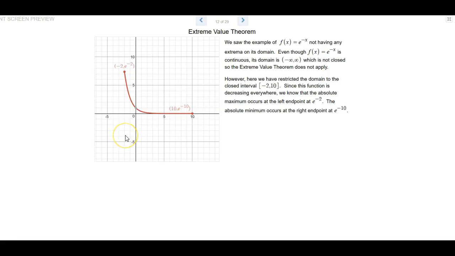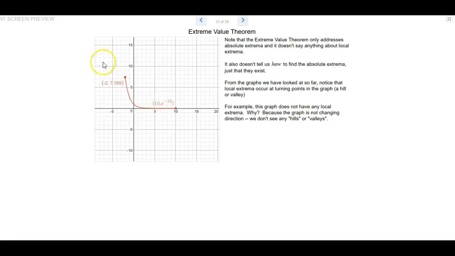Likewise, if it were a strictly increasing function, the minimum would occur at the left endpoint and the maximum would occur at the right endpoint. This example doesn't have any local extrema here because the absolute extrema occurred at the endpoints. And remember, a local extremum can't occur at the endpoints because you don't have a neighborhood on either side of the point.